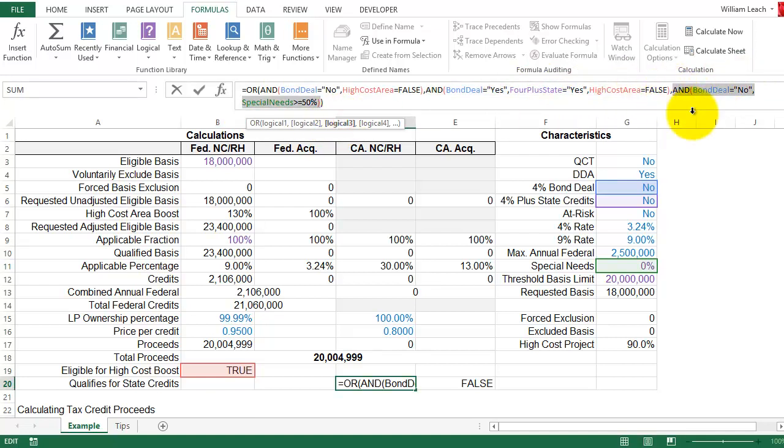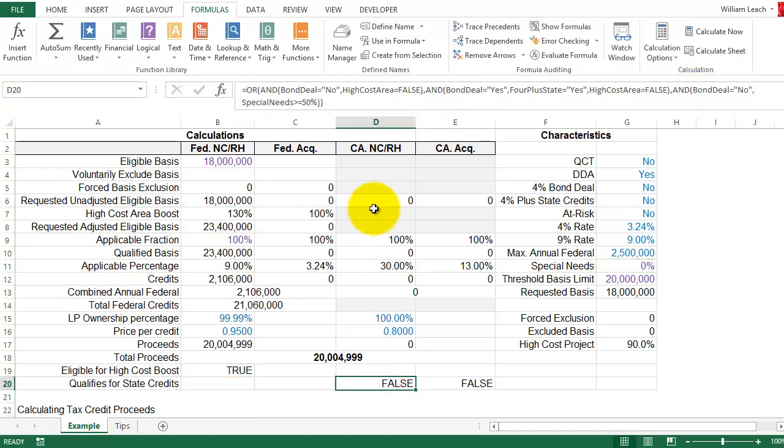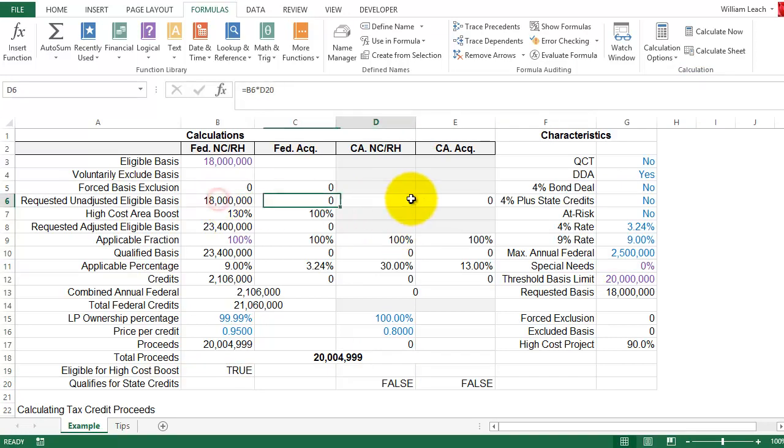or this comma right here, you're a 9% deal and you're a special needs deal. Okay, so this logical test gives you three different ways. Those three different ways have some requirements, but either one of those ways can make it true. And if it's true, your basis will be counted in the California New Construction Rehab Basis column, and it'll calculate and turn into credits.